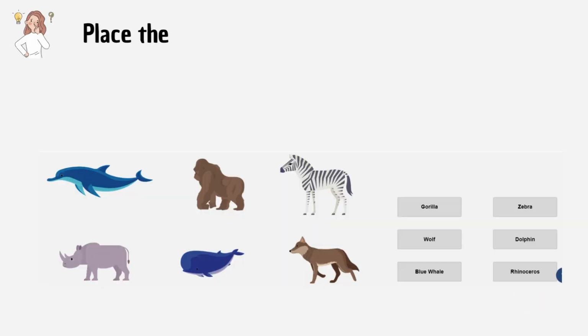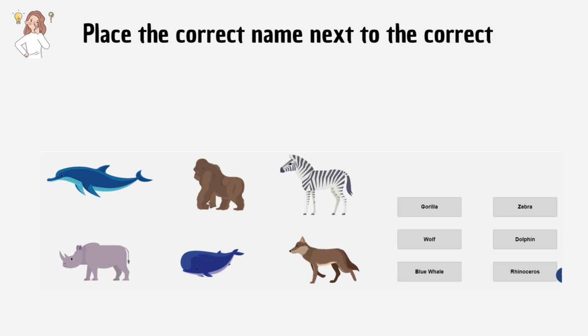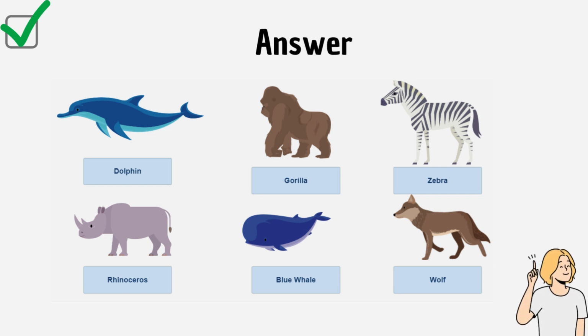Place the correct name next to the correct picture. And the answer is dolphin, gorilla, zebra, rhinoceros, blue whale, and wolf.